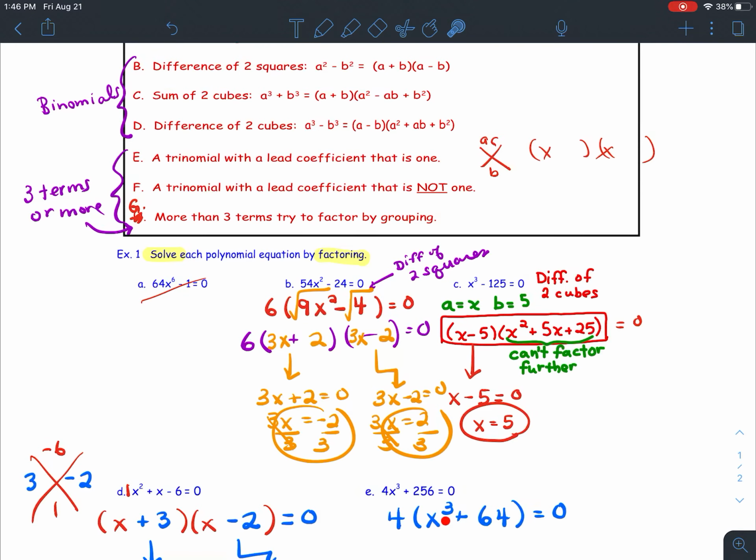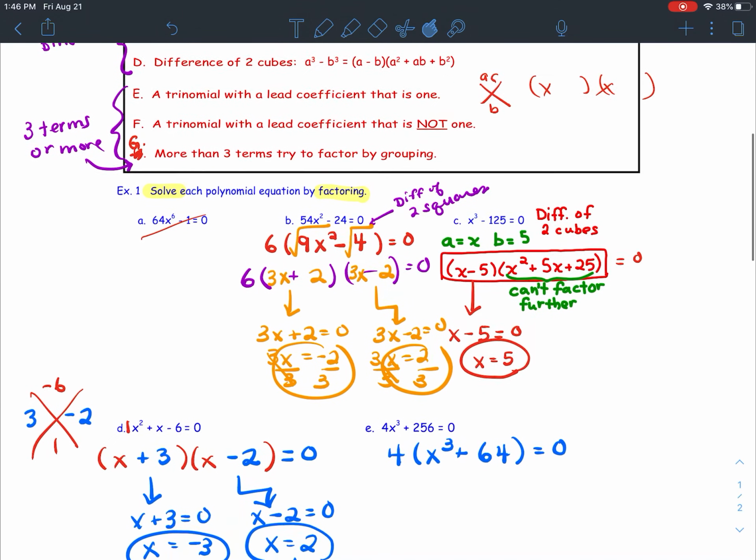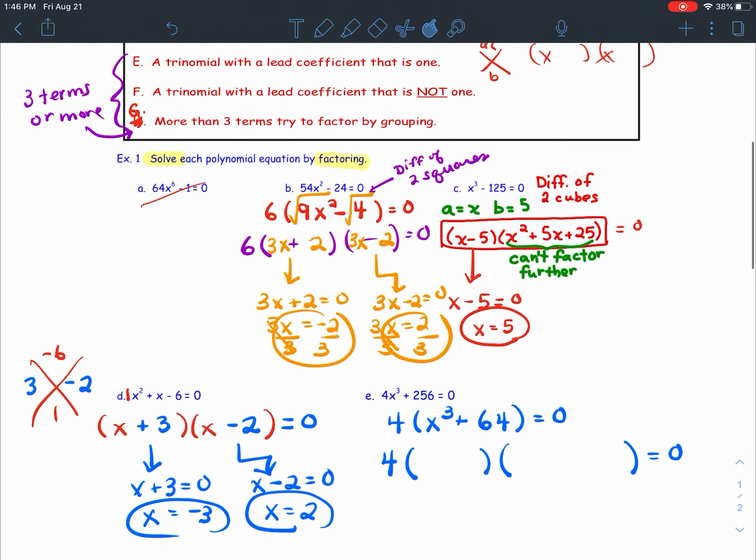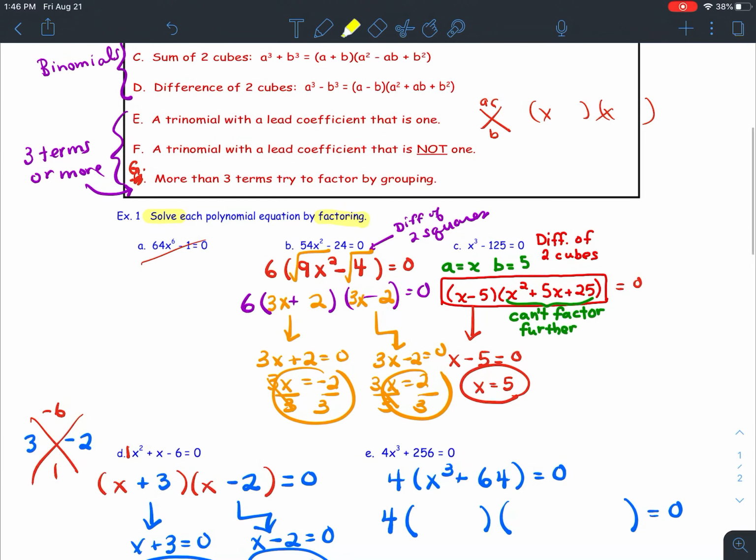Let's see. My exponent on the variable is a 3. That's divisible by 3. That means x cubed is a perfect cube. If you're unsure whether 64 is a perfect cube, you could take the cubic root of that using the math button, option 4. It is. Okay, so this is a sum of 2 cubes. I want to keep the 4 in front. I'm going to go ahead and create a space here for my answer, which should be in that format.